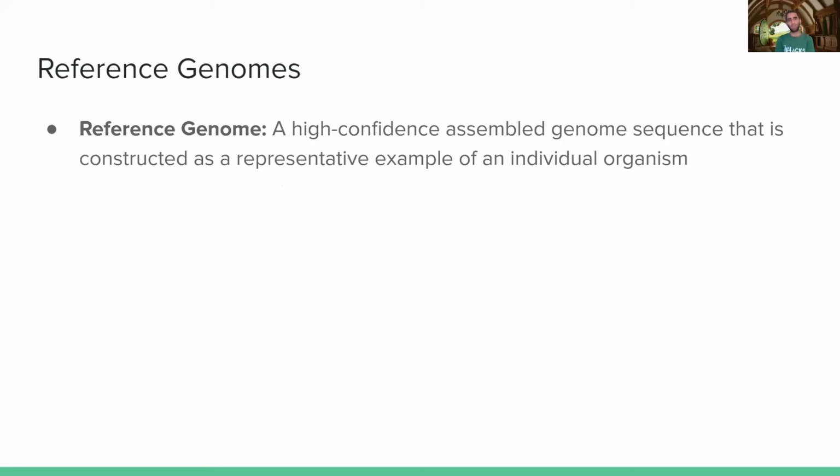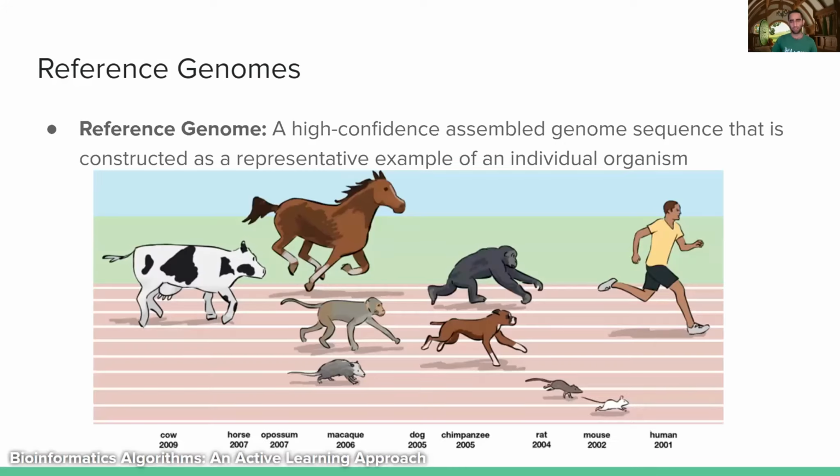A reference genome is a high-confidence assembled genome sequence that is constructed as a representative example of an individual organism. And for context, the human genome was assembled in 2001. That's when we got our first draft of the human reference genome. Since then, for more and more organisms, we've gotten high confidence assembled reference genomes that we can use to help us do analyses. And I'll talk about how they help us in a little bit.